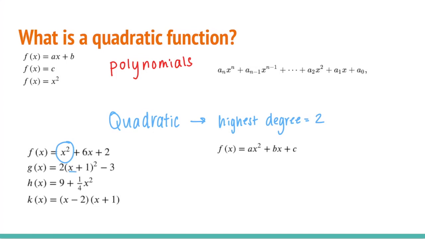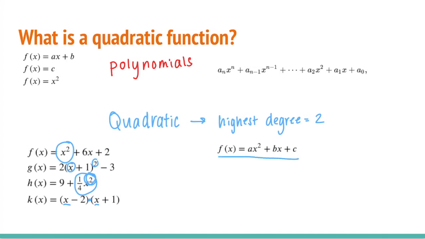And g of x, now it looks like I just have an x, but when I fully multiply that all out and simplify it, I will end up with an x squared. Then in h of x, it doesn't matter that my x squared is behind my 9, it's still my highest degree. With this k of x, again, it looks like just an x and an x, but since they are multiplied times each other, I know that when I FOIL that, I'll get x squared as my leading term.